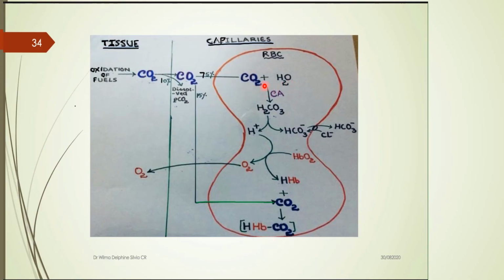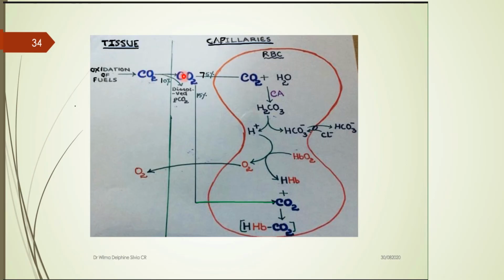Here carbon dioxide reacts with water to form carbonic acid in presence of carbonic anhydrase, and again it dissociates to form hydrogen ion and bicarbonate. When the hydrogen ion concentration increases, the hemoglobin gives off oxygen, which diffuses into the tissues. So now we have the deoxyhemoglobin. This deoxyhemoglobin accepts the hydrogen ion and the carbon dioxide to form carbaminohemoglobin.